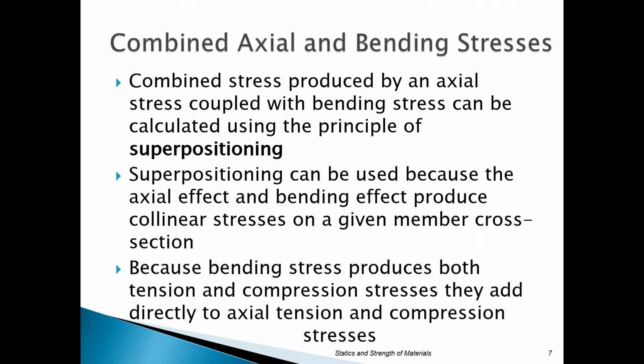So by superpositioning, we're going to calculate the axial effect and the bending effect. And because these are collinear along the cross section, we're going to be able to add them. The one thing about bending stress is that it's going to produce both tension and compression. And those can then add directly to the tension and compression of your axial stresses.